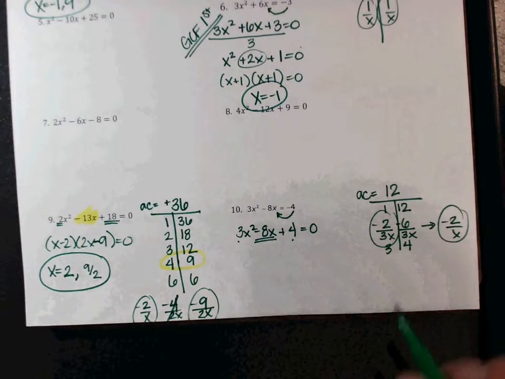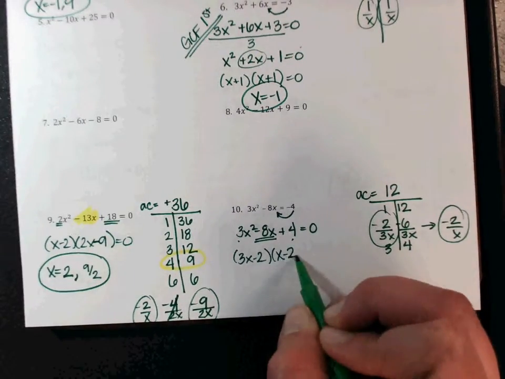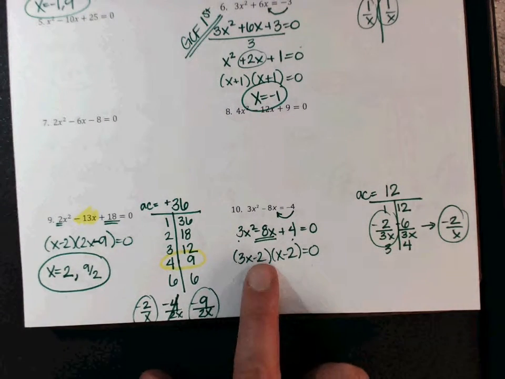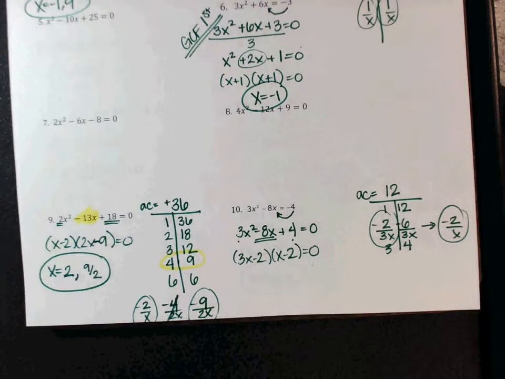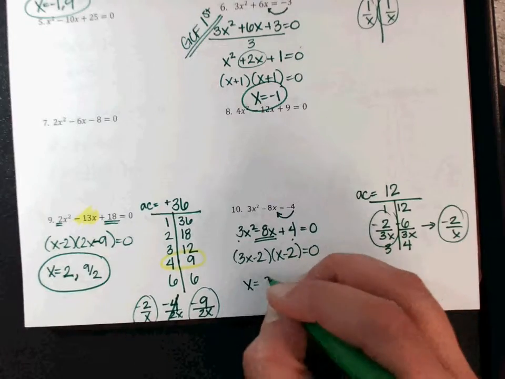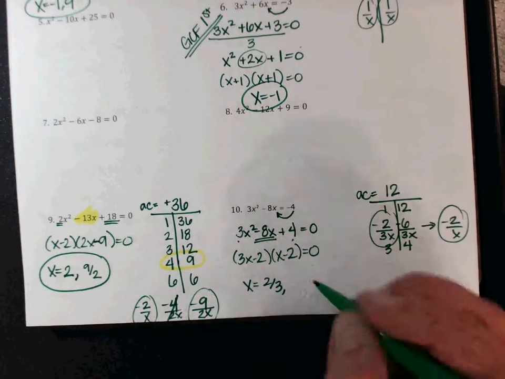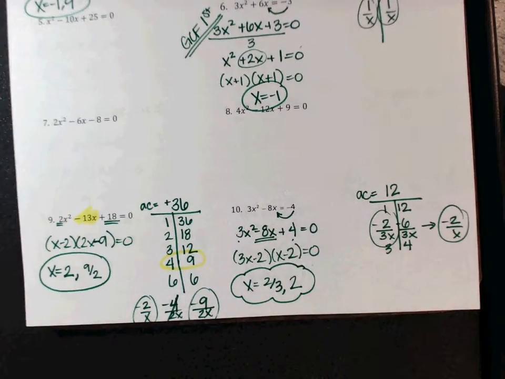Okay, from there I have 3x minus 2 is my first factor. And then I have x minus 2 is my second factor. Then remember, when you have numbers in both spots, you change the sign. So it'll be a positive 2, but then where does the 3 go? On the bottom. So 2/3 for my first one. And then for my x minus 2, it's a positive 2. 2/3 is actually 0.66.